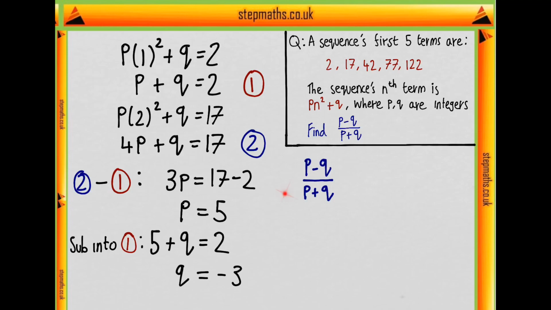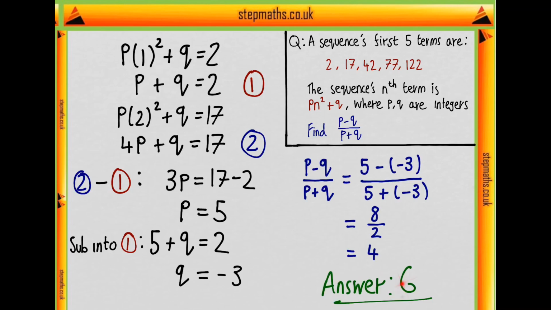So let's put in p and q. So we get 5 minus 3, 5 plus minus 3. Just the brackets here, just to be careful, because this is a little bit messy. And so the numerator goes to 8, the denominator goes to 2, 8 over 2 is 4. And so we find our answer is G, because 4 is option G in the multiple choice.